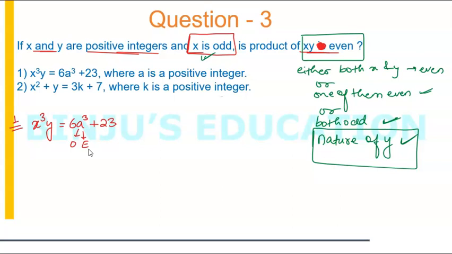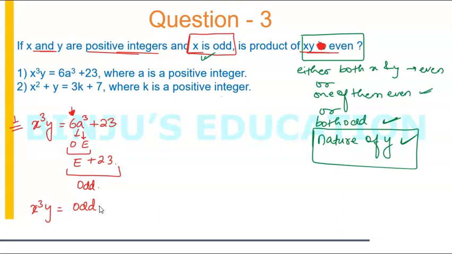No. Because a cube is being multiplied by 6, which will automatically make it even. So 6a cube will definitely be even. And on that even, you're adding 23, which means the overall result will automatically become odd. So you have x cube y, which is automatically equal to odd. Now still we are unable to figure out a conclusive nature of y.